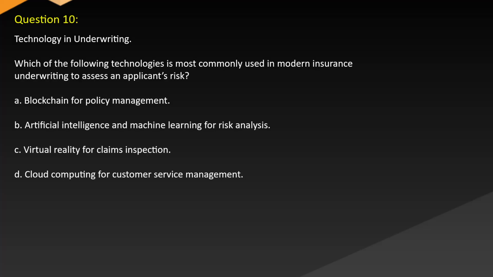Question 10. Technology in underwriting. Which of the following technologies is most commonly used in modern insurance underwriting to assess an applicant's risk? A. Blockchain for policy management. B. Artificial intelligence and machine learning for risk analysis. C. Virtual reality for claims inspection. D. Cloud computing for customer service management.